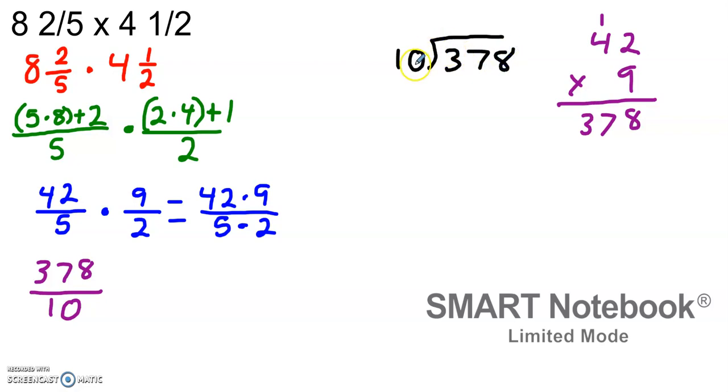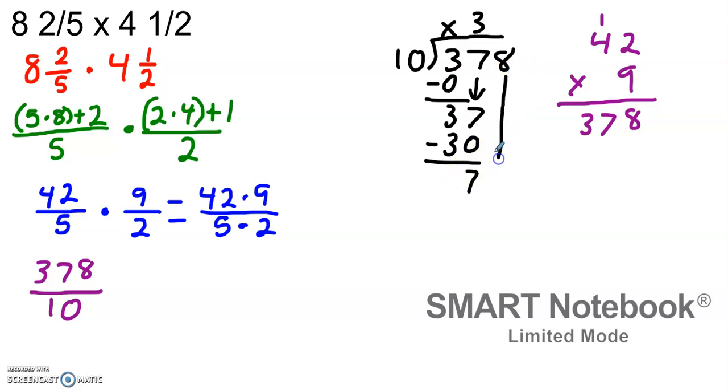10 goes into 3 no times, so I'm putting a zero, an X there to hold my place. 3 minus 0 is 3. Then I bring down the 7. 10 goes into 37 3 times. 3 times 10 is 30, so I'm going to minus 30. 37 minus 30 gives me 7. And then I'm going to just bring down the 8. 10 goes into 78 7 times. 7 times 10 is 70, so I'm minusing 70, and I'm left with 8.